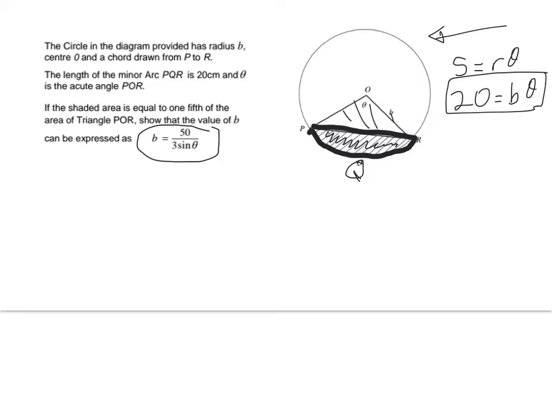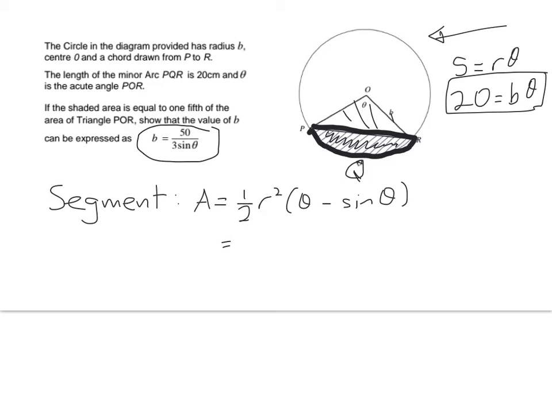So we're going to start by writing down what we can say about the area of each of those things. The formula for a segment is the best place to start, and that is A equals 1/2 R squared (theta minus sine theta). In this example, we substitute in the values from our segment. We've got 1/2 B squared (theta minus sine theta). I'm going to call that area 1. That's this thing here.